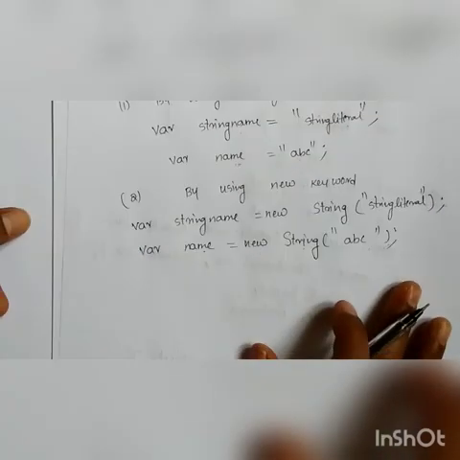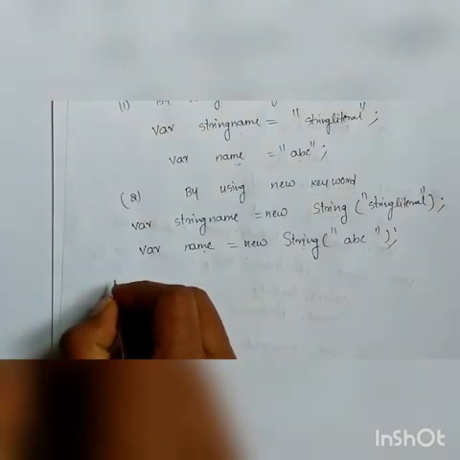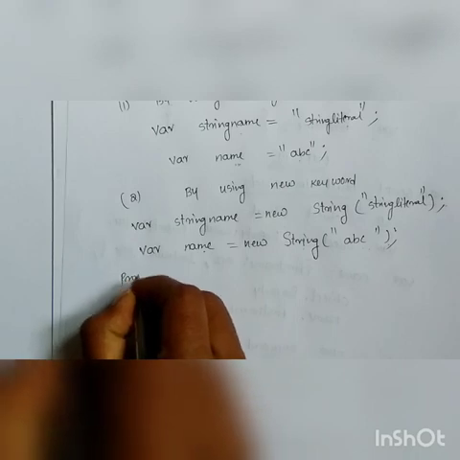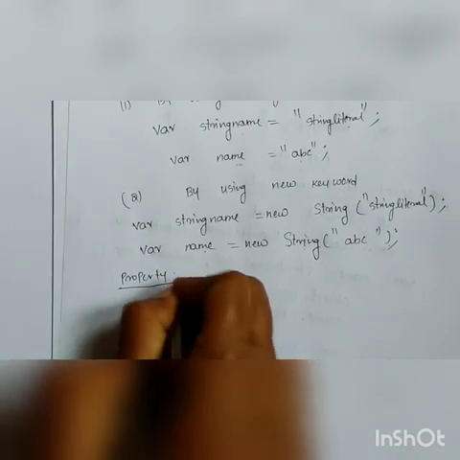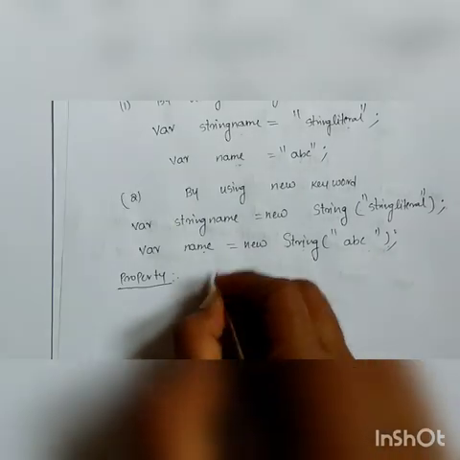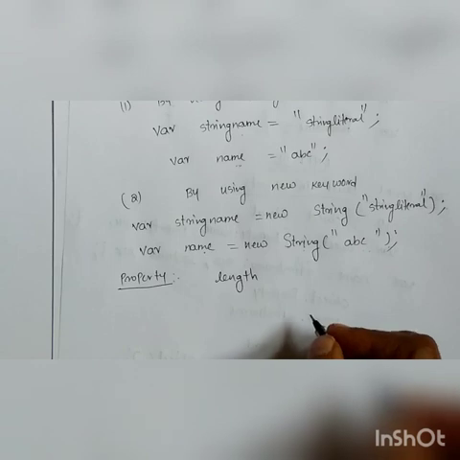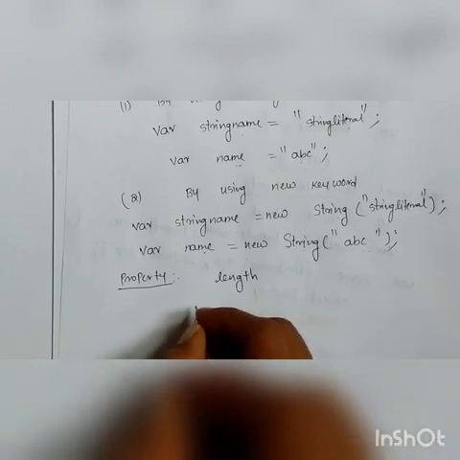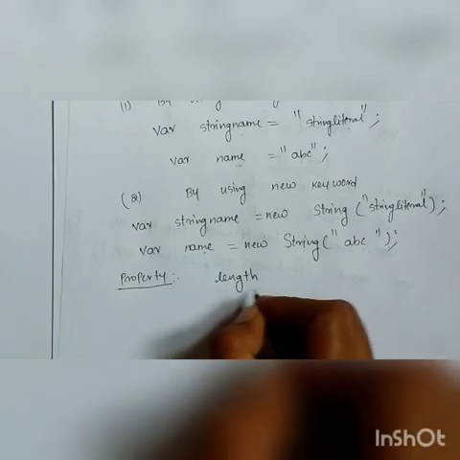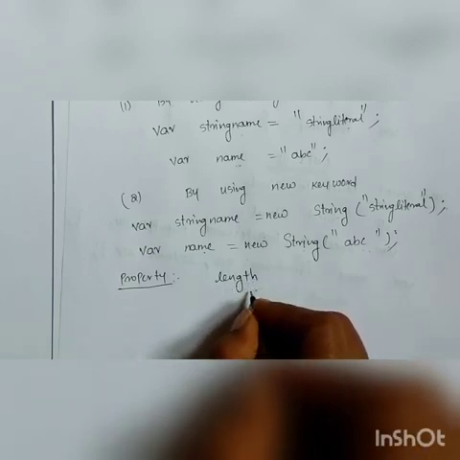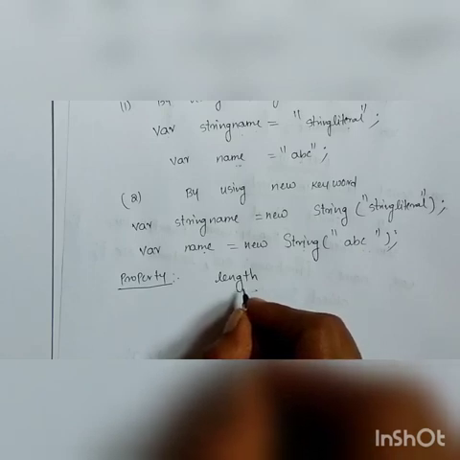Next, each object has some properties and methods. First of all, what is the property of a string object? The string object has only one property here, the length property. How do we access the property? Object name dot length. What is the use of the length property? The length property is used for counting the number of characters of the string.